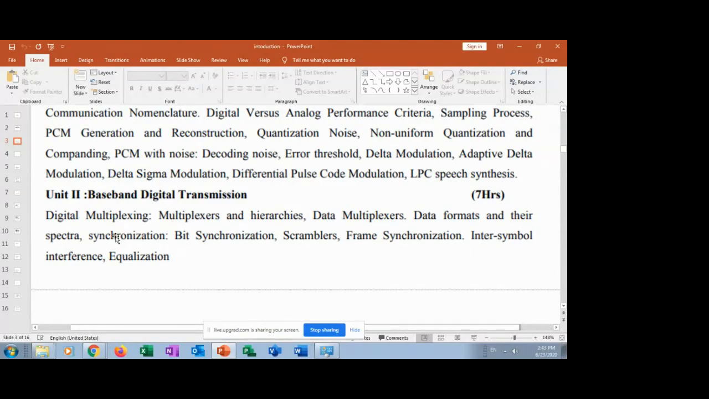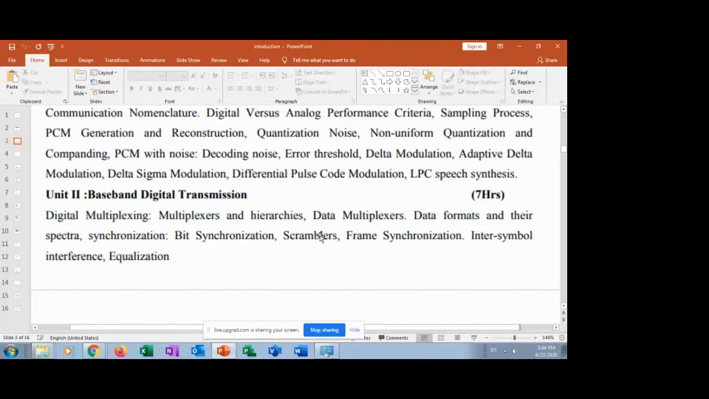Try to understand. When we transmit a group of bits in the form of a frame or symbol, or sometimes in computer networking, we use the word packets, that is a group of bits. There should be proper synchronization between these frames, bits, or symbols. So there are also different types, like bit synchronization, symbol synchronization, and frame synchronization.